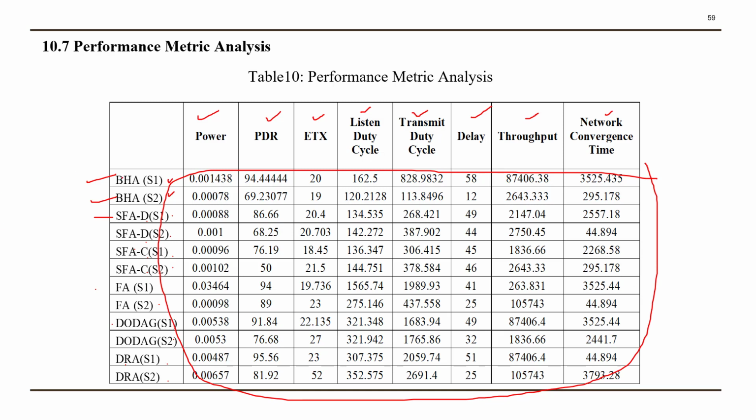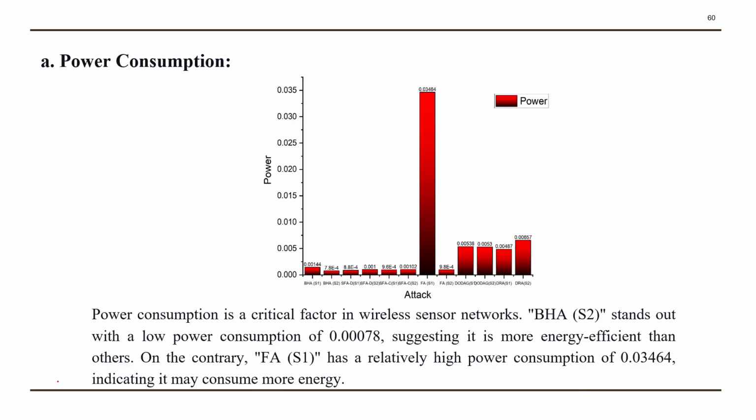So first we are going to analyze each and every parameter. For example, power, we are going to analyze separately. PDR, analyzing separately. Each and everything we are going to analyze separately. So now I'm taking the power consumption. If you compare all the attacks, BHA1, black hole attack, selective forwarding attack, which attack consumes more power? FA, that means flooding attack scenario 1, consumes a lot of power. BHA2, black hole attack scenario 2, is consuming less power.